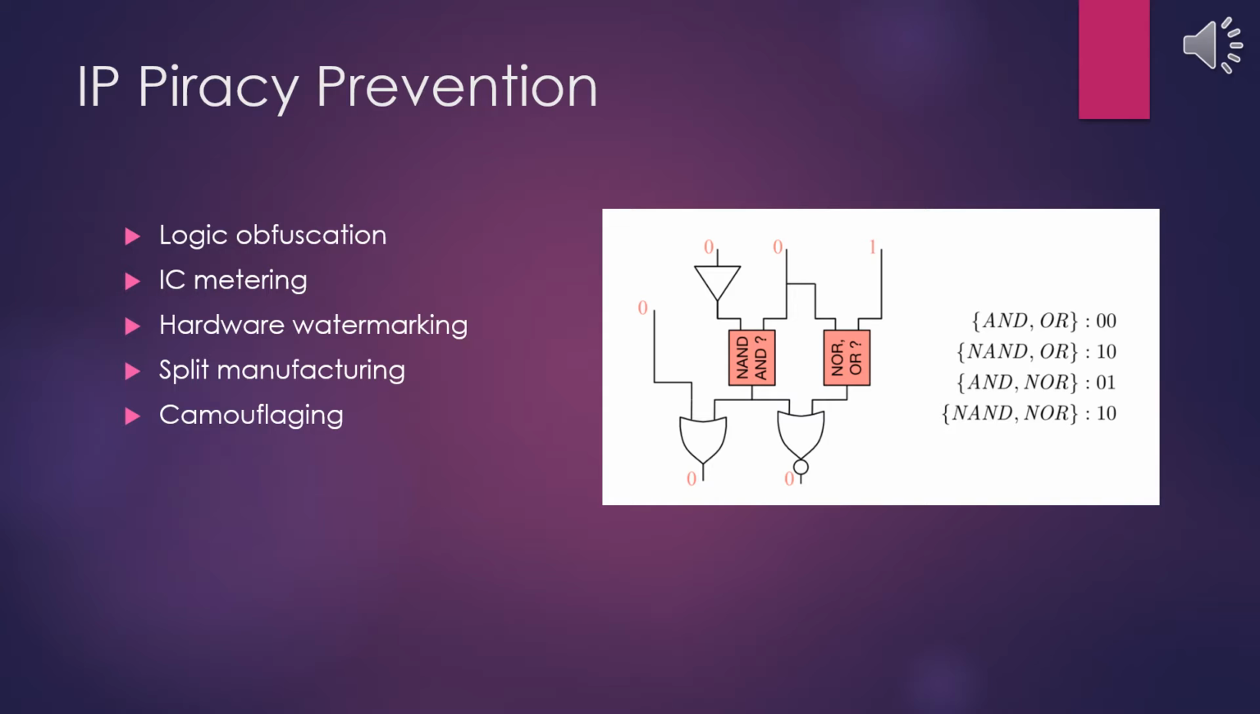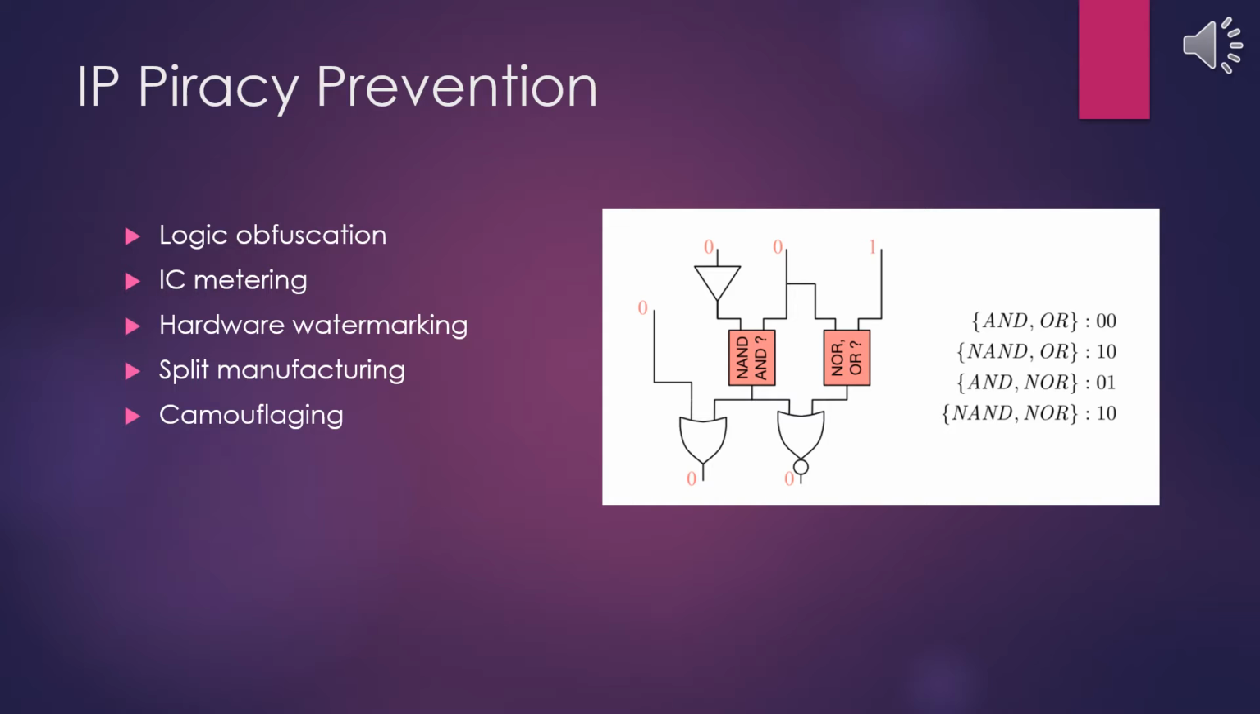Hardware watermarking attempts to prevent IP piracy by marking a signature within the chip that allows identification of the designer. Split manufacturing divides the manufacturing between two facilities, where one facility manufactures the higher metal layers and can be trusted, while an untrusted facility only manufactures the lower metal layers and transistors. With this approach, the untrusted facility never has access to the full layout of the chip.